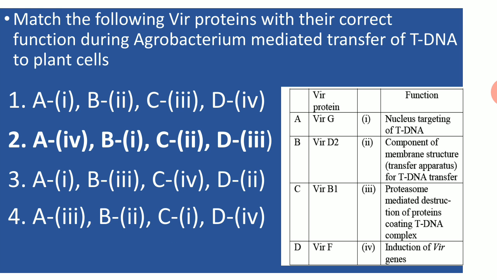One question came, this one. Okay. So VirD, VirG, VirD2, VirB1 and VirF. VirG is for the induction of genes, meaning 4-1. And VirF for proteasome, that is the third one. And VirB1, the components of the transfer complex. Okay. And VirD2 nicks and transfers the DNA, because VirD2 is attached on the 5' end of this one.